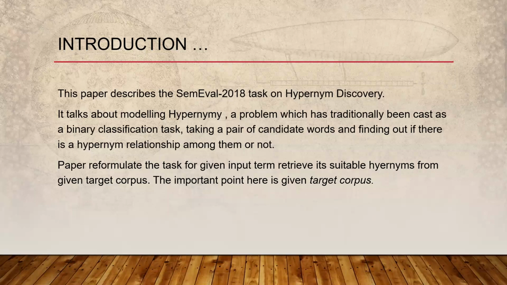This paper talks about how hypernym discovery had been a binary classification task at that point in time, and most hypernym discovery was treated as whether a pair of texts have a hypernym relationship between them or not, either yes or no. This paper reformulates that assumption and treats it as a graded value for hypernym discovery. Also, it says that whenever we give a certain corpus as a target corpus, finding the hypernym relationship is better, and that is the base of this competition.